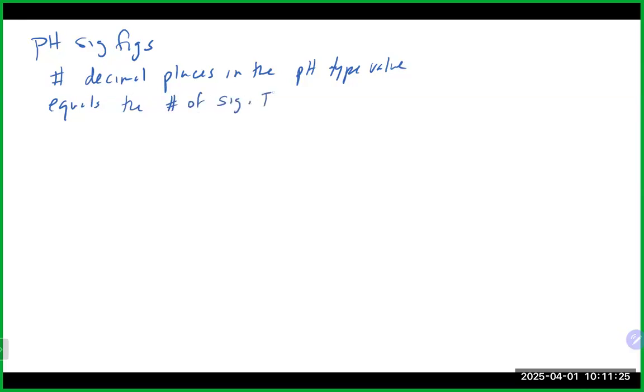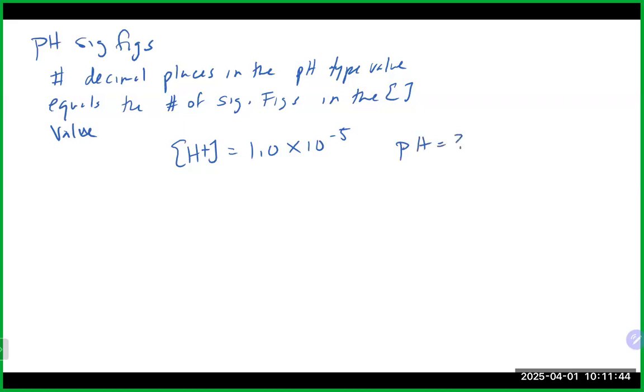The number of decimal places in the pH type value equals the number of significant figures in the concentration value. So for example, here, if we had an H plus concentration of 1 times 10 to the minus 5, calculate the pH here with the proper digits.